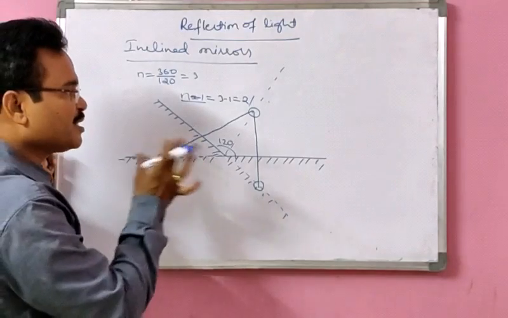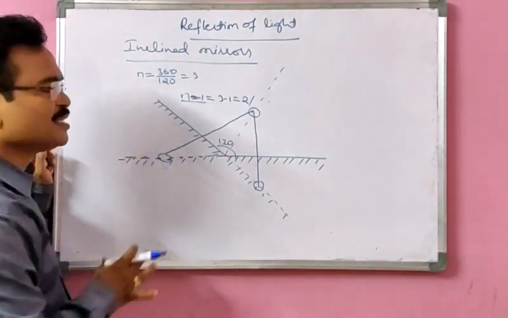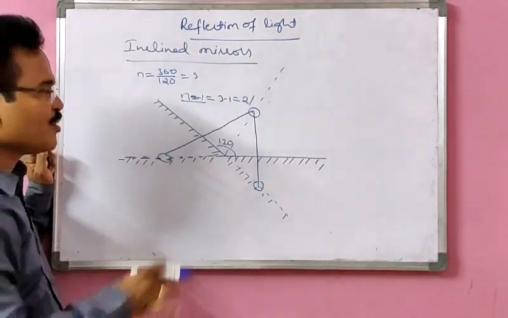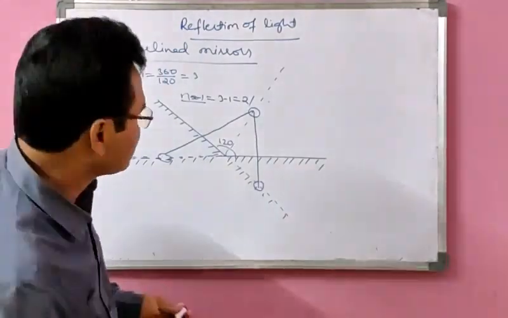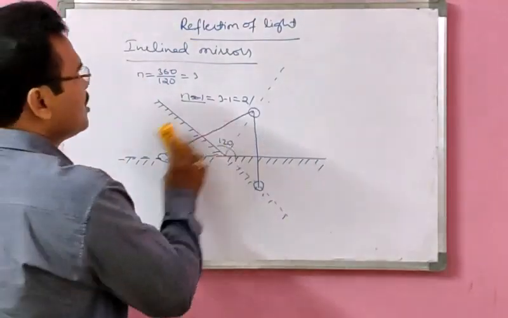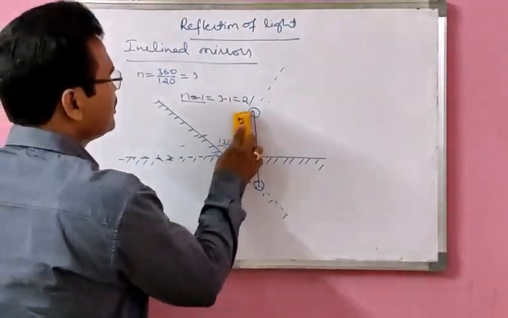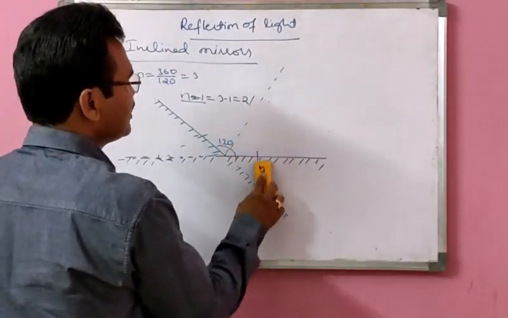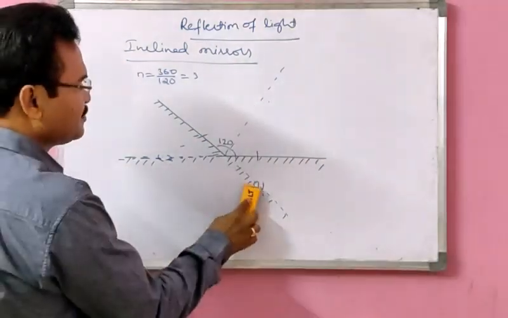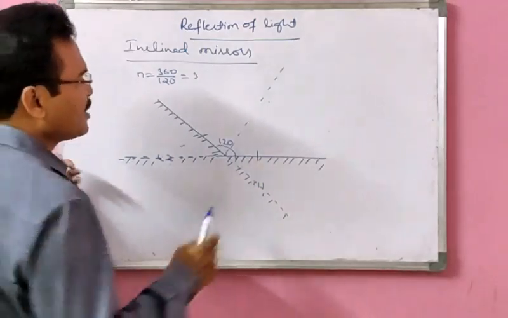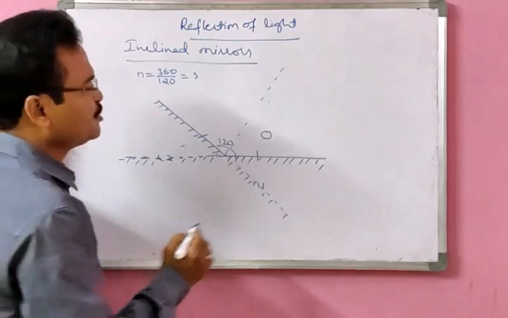So if the object is placed on the angle bisector and 360 by theta is odd, you have to subtract 1. And next, suppose the object is not placed on the angle bisector, what happens? I will take this so that you can understand the third case clearly. This is the angle bisector, right? I'm keeping the object here.